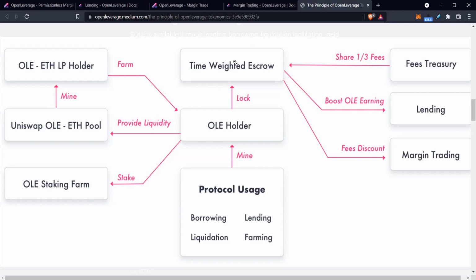And then we can also VE token hold it, so lock it up for one, three... I guess it doesn't say, it just says time weighted escrow. It doesn't say VE token, up to 4 years and so forth, but I'm assuming that's what they're going to do. And then you're going to get a third of those fees, and some boosts on your lending. So if you do lend, you're going to get more OLE tokens because you have this time escrow locked, maybe VE OLE, and then some discounts on margin trading if you are margin trading.